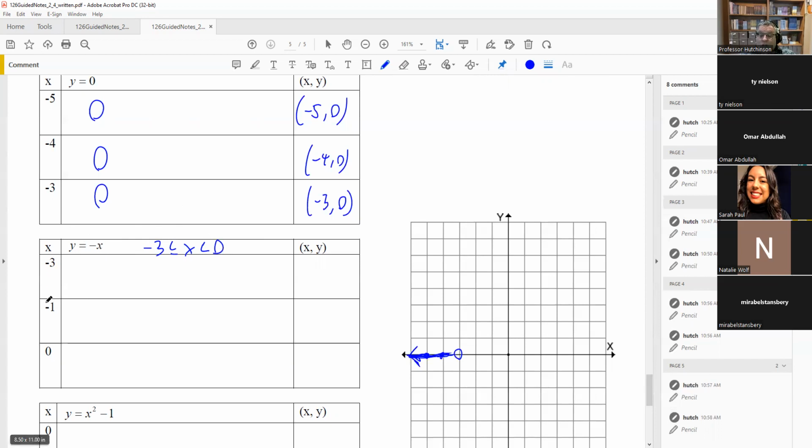So notice the values that I picked here are numbers that are between the n's, so I use negative 3 and I use 0. And then I pick 1 in the middle. Okay, so let's plot these.